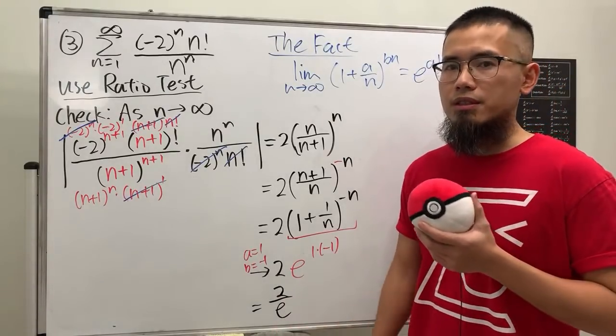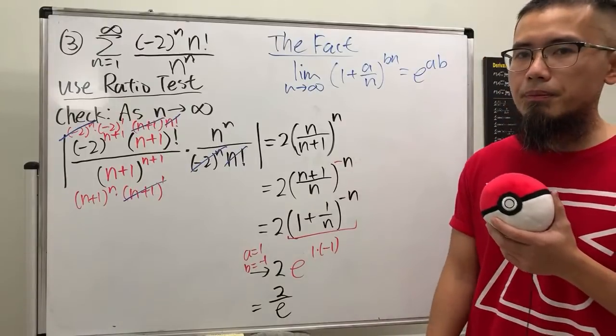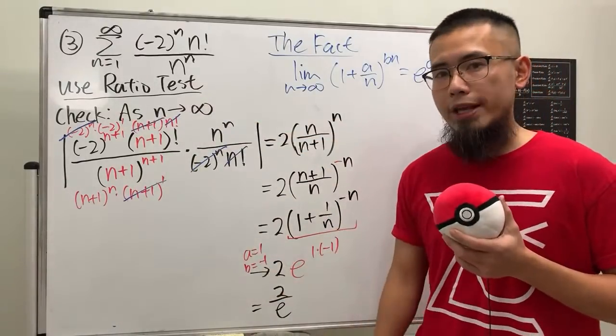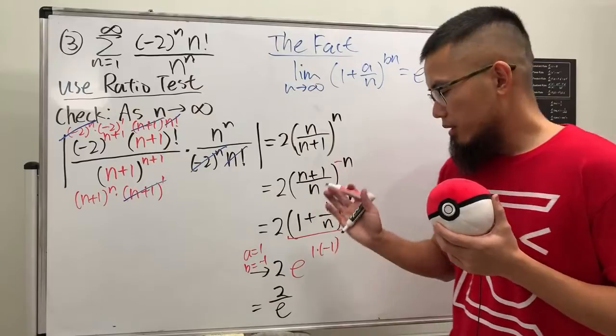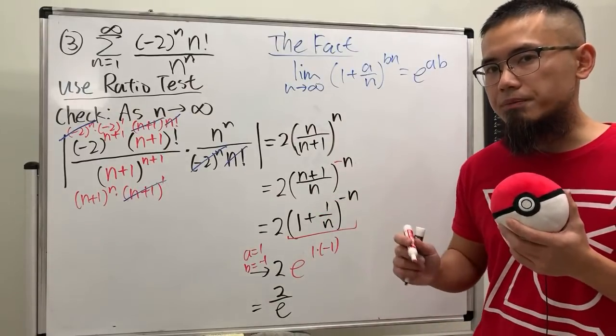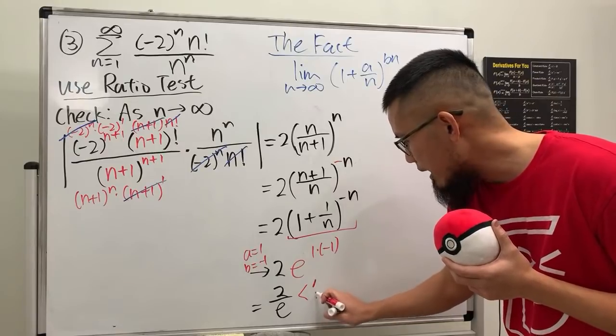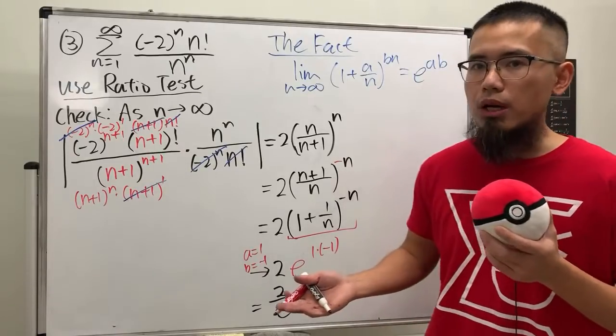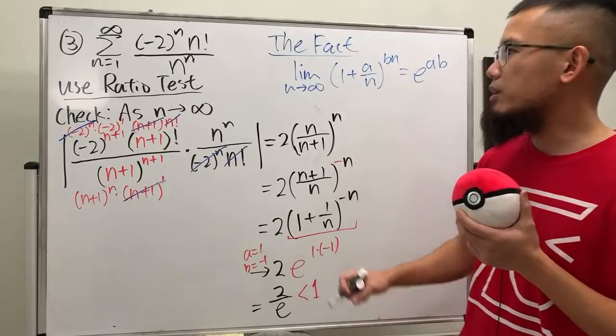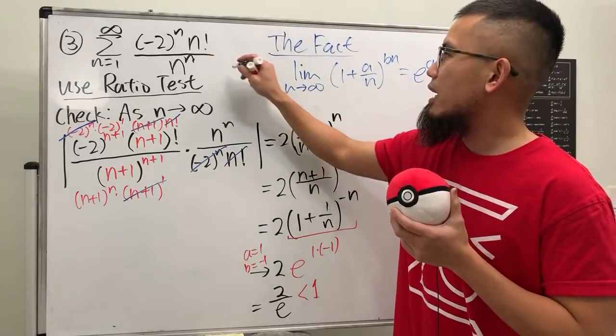Okay, so what good does this do? We have 2 over e. Remember, we are doing the ratio test. This right here is actually good because this right here is less than 1. That means we can draw a conclusion, and the conclusion that we can draw is this guy right here converges.